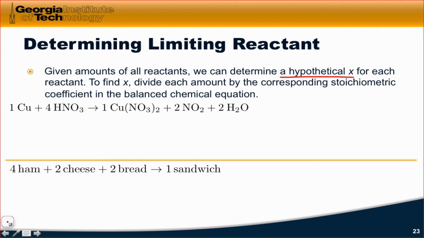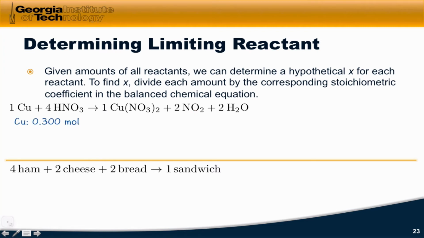And there's a good reason for doing this that I hope to demonstrate in these two examples. So let's imagine that we had 0.3 moles of copper engaging in the reaction that's shown here and 0.45 moles of nitric acid, HNO3, and we're trying to determine which of these two reactants is limiting.